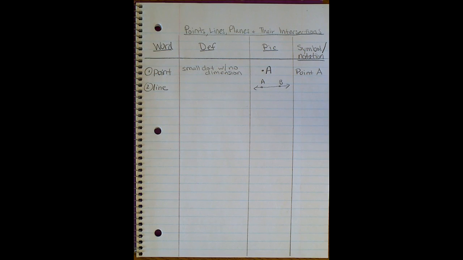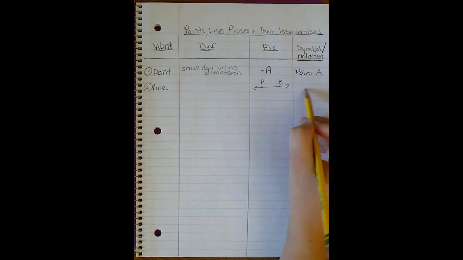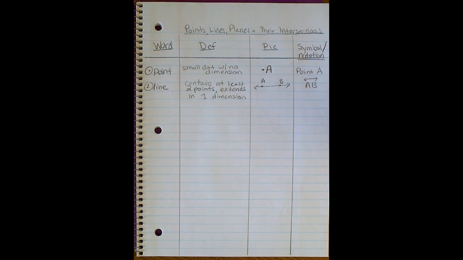The way that we would notate a line or name a line is by choosing any 2 points that lie within that line. So points A and B, always using capital letters. And above those 2 points, drawing a symbol that would represent this as a line. Here's our definition for a line. It contains at least 2 points, but keep in mind that it is possible to have more than 2 points on a line. And a line extends in 1 dimension.